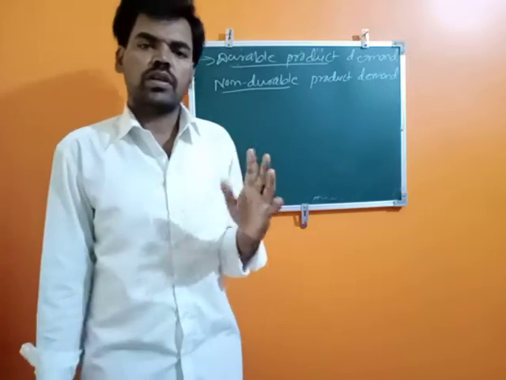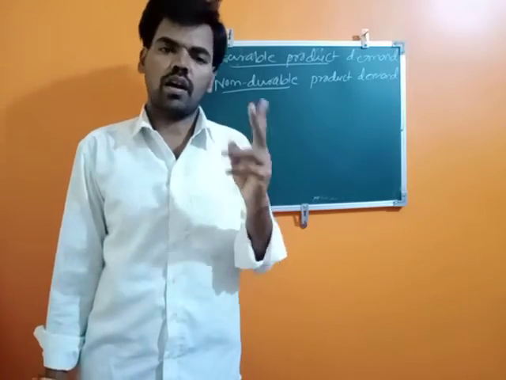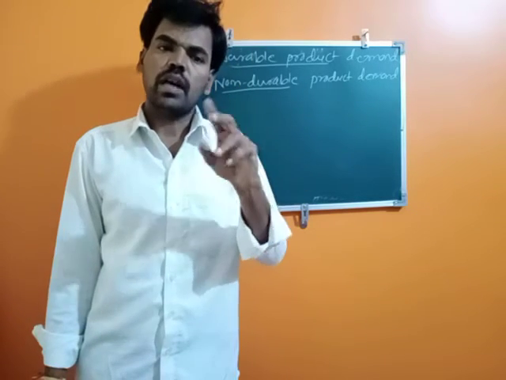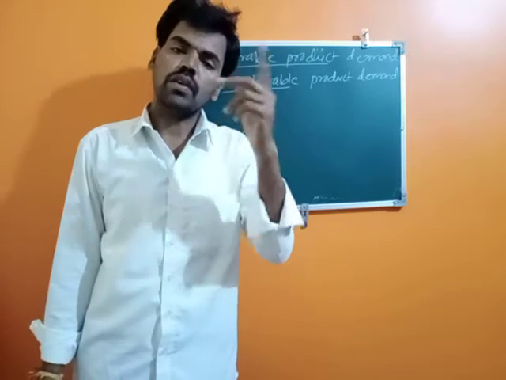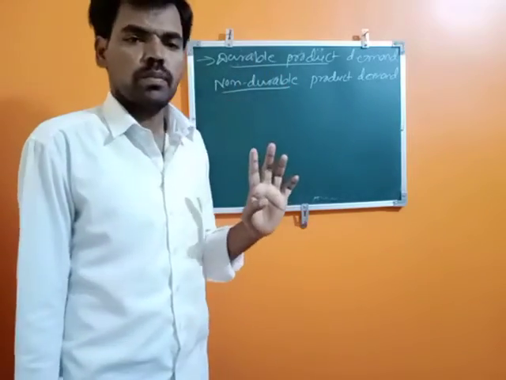For example, consider a chair. A chair can be used for a longer period, it can be used more than one time, and it can be used by more than one person. So this is a durable product.